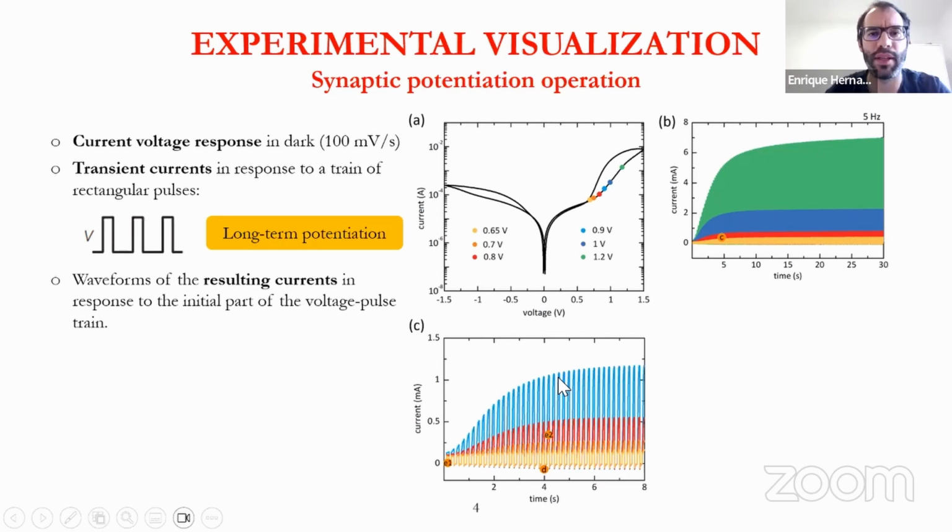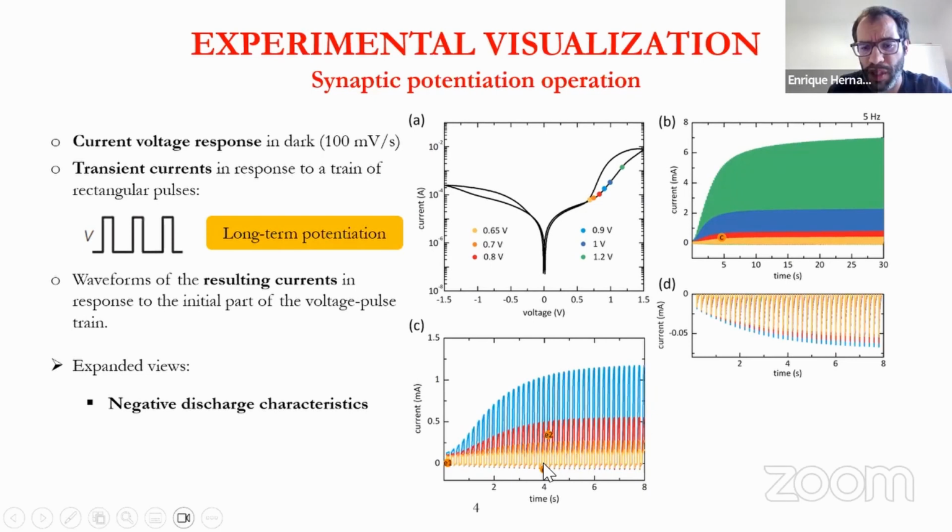This is the objective here: to explain this waveform. Very different characteristics appear in this transient response. If we apply a magnified view in this part, it's possible to see the negative spikes, which decrease with the passage of time as the number of pulses increases. This is correlated with a very typical artificial neuroplasticity feature.